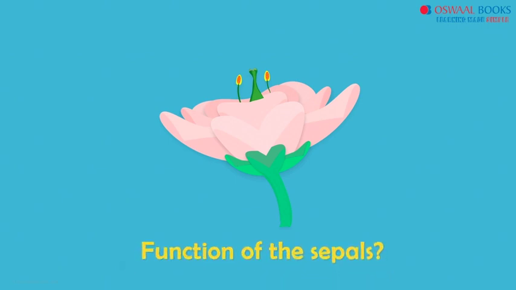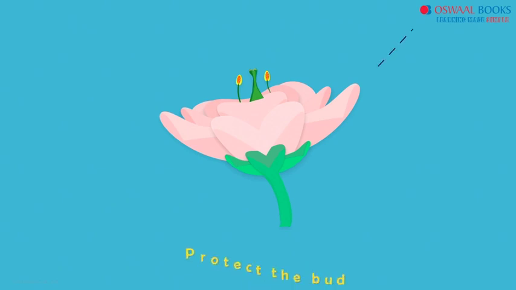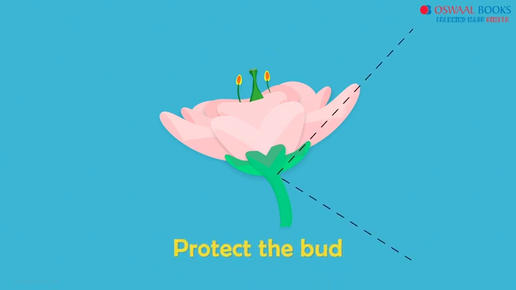What do you think is the function of the sepals? Well, they are the modified form of the leaves which enclose the bud and protect it from infection and damage. They are usually green in color but can also be colorful like the petals at times. They form the lower and outermost part of the flower after it has bloomed.